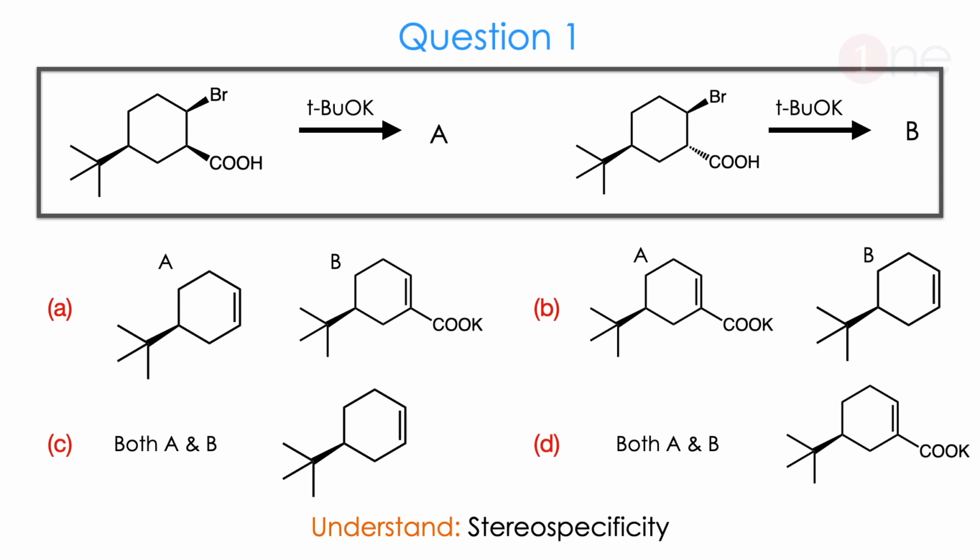The choices are alkene and carboxylic acid. They are asking whether both are carboxylic acids, or both are alkenes, or which one is alkene and which one is carboxylic acid. Here the question is all about selectivity and specificity, where the bond will form.